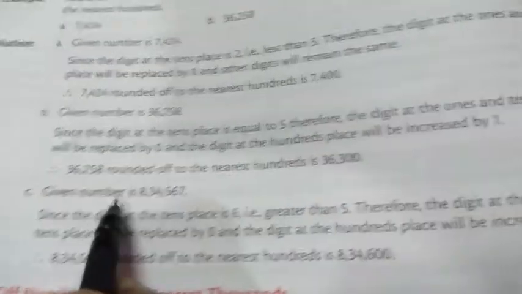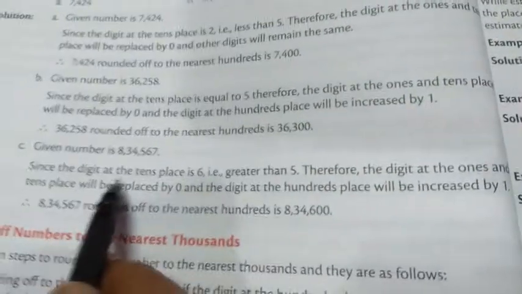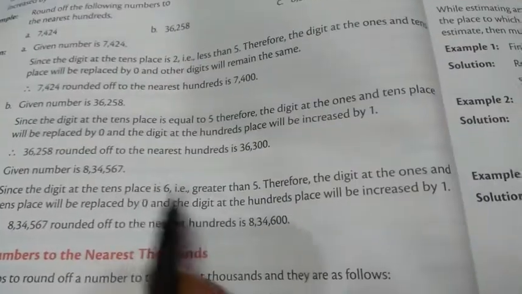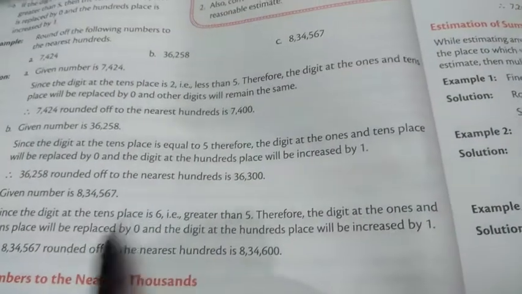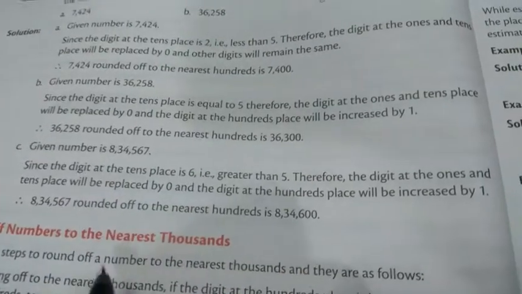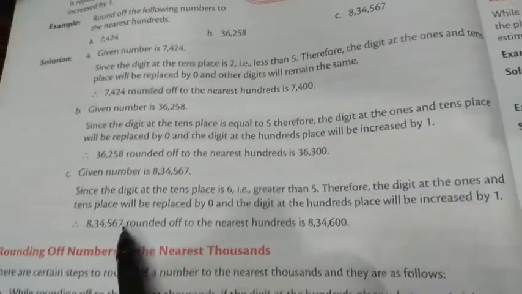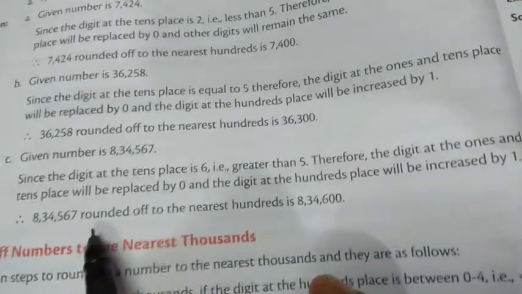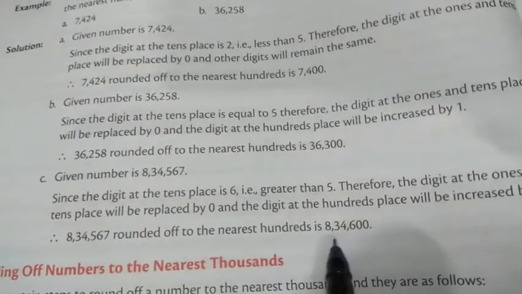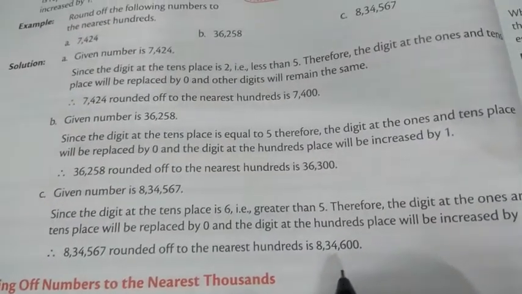Next question is 8,34,567. So given number is 8,34,567. Since the digit at the tens place is 6, that is greater than 5, therefore, the digits at the ones and the tens place will be replaced by 0 and the digit at the hundred place will be increased by 1. Therefore, 8,34,567 rounded off to the nearest hundreds is 8,34,600. See here, 8,34,600. This is the required answer.